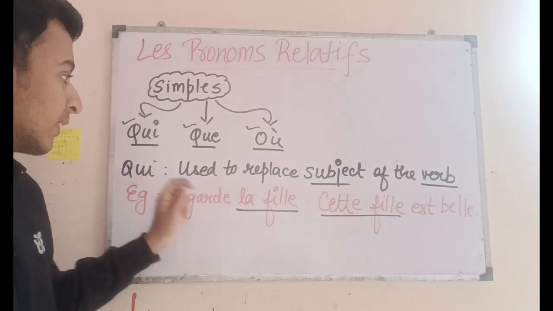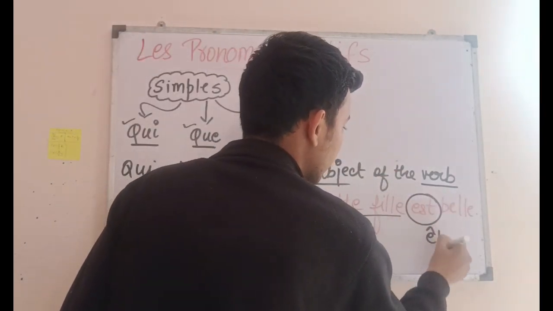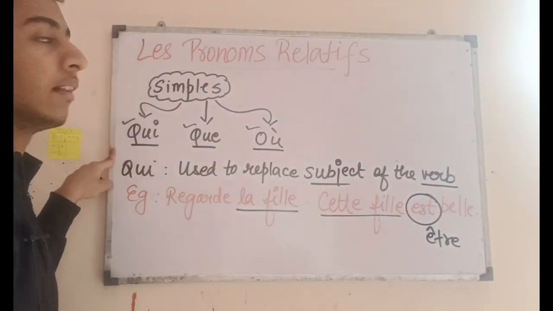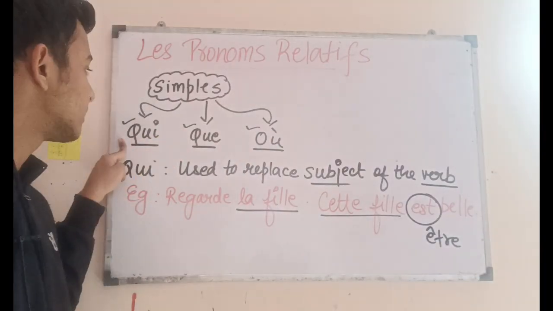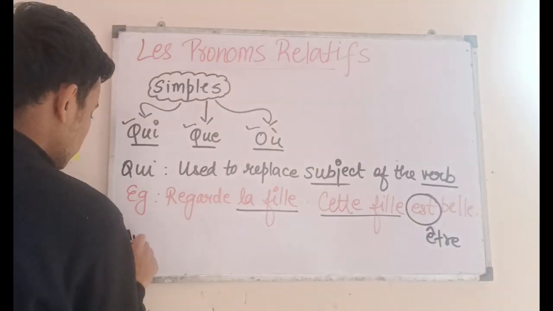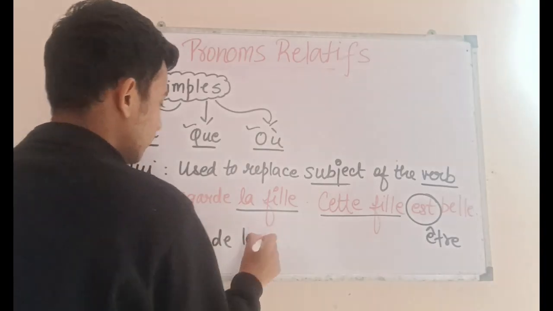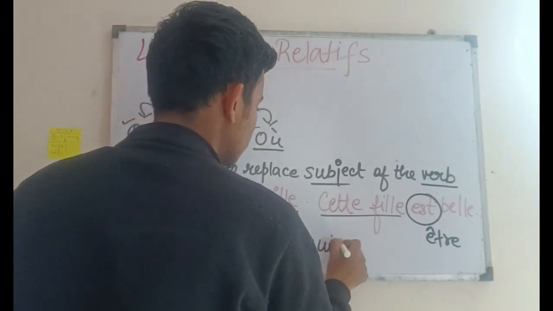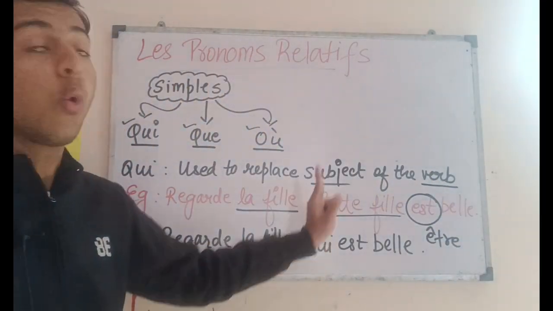And since after the subject we have a verb, that is est, from être, I hope you are clear with the conjugations. Since we have a verb over there, we will be using qui. There were two possibilities, either to use qui or que to replace the subject, but we'll use qui since we have a verb after the subject. So we'll be writing regarde la fille. Instead of cette fille, we'll be writing qui. Qui est belle. Which translates to look at the girl who is beautiful.